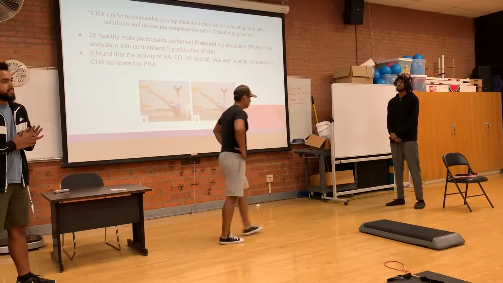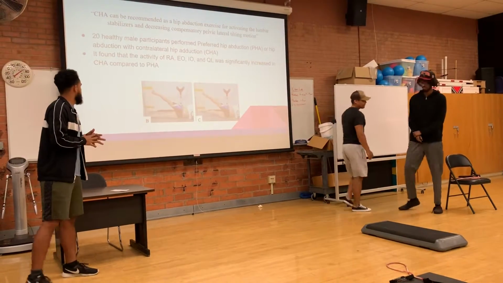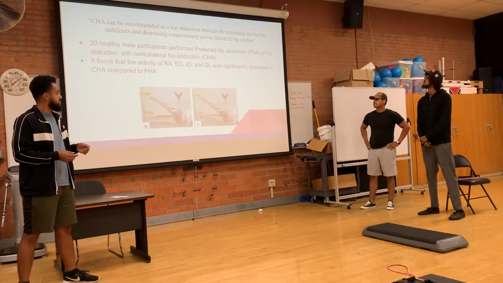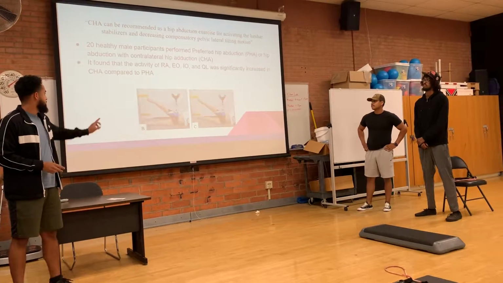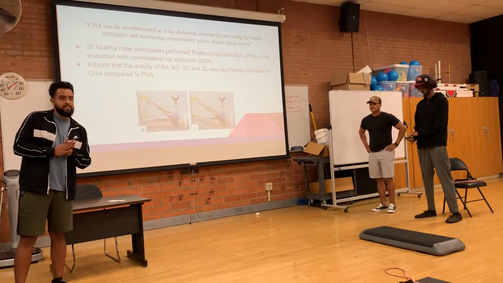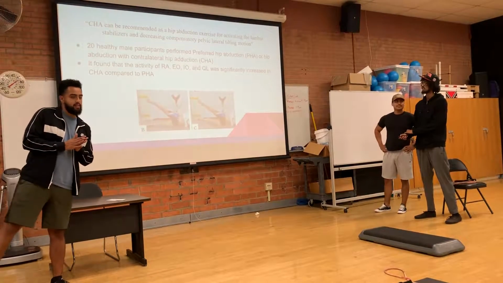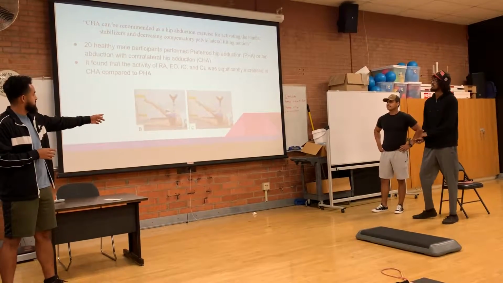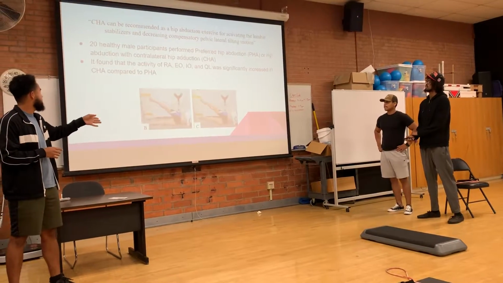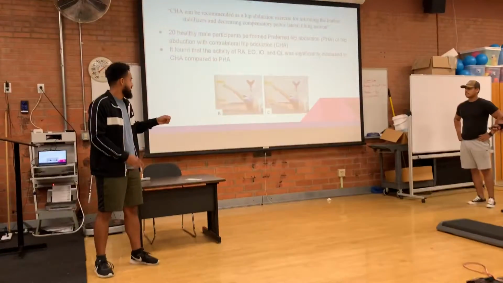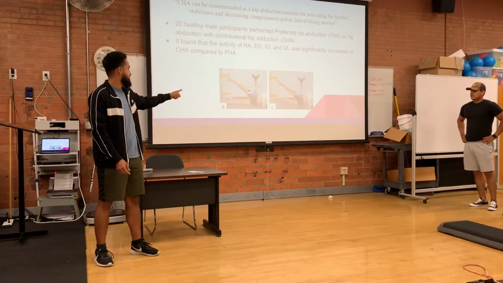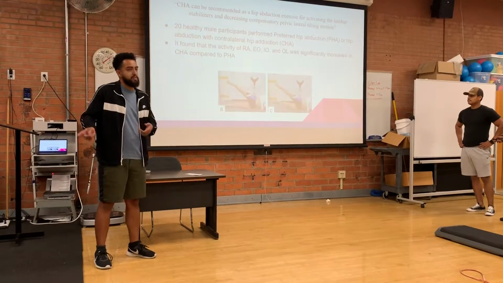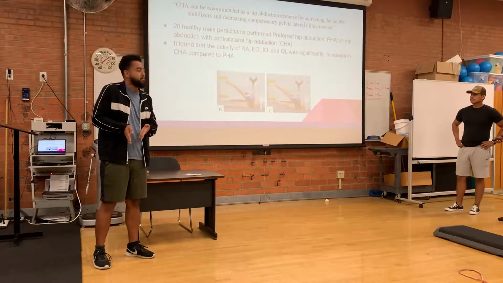For the next article we chose to study, there were 20 healthy males at Yonsei University in Korea, and they performed two different actions. The first, in picture B, is lying down and doing a hip abduction. The second, in picture C, is called hip abduction with contralateral hip abduction. The difference between B and C is that in the first you lift one leg up, and in this one you lift one leg up, but you also lift the opposite leg up as well.